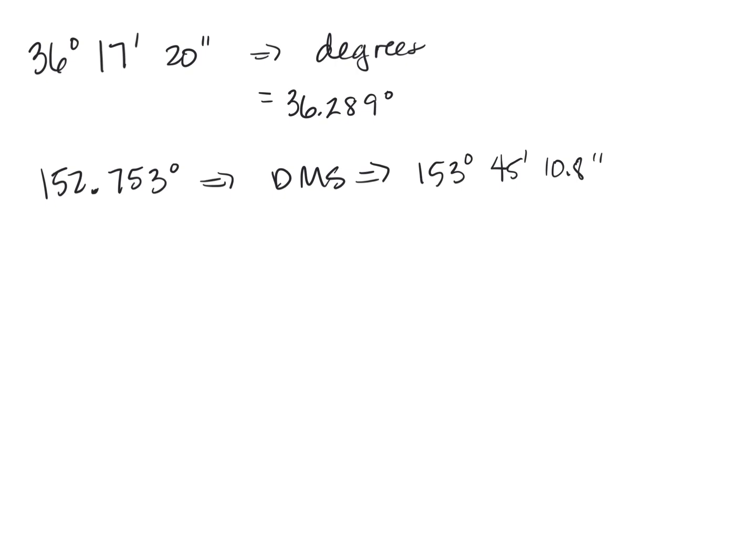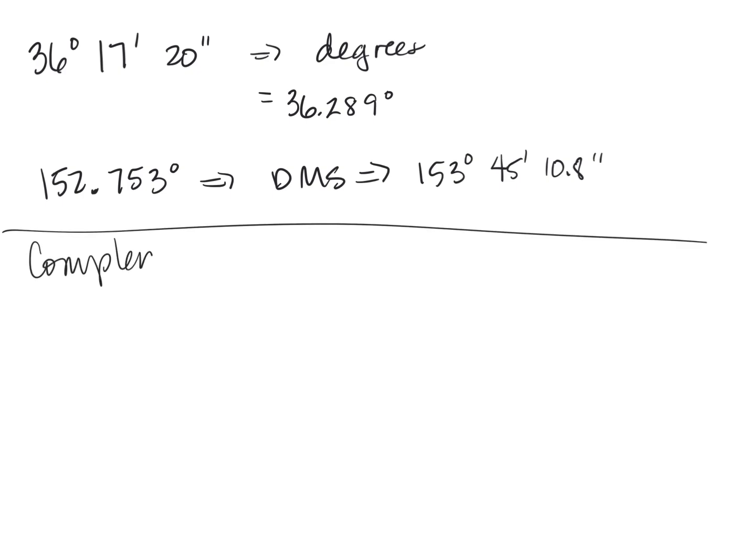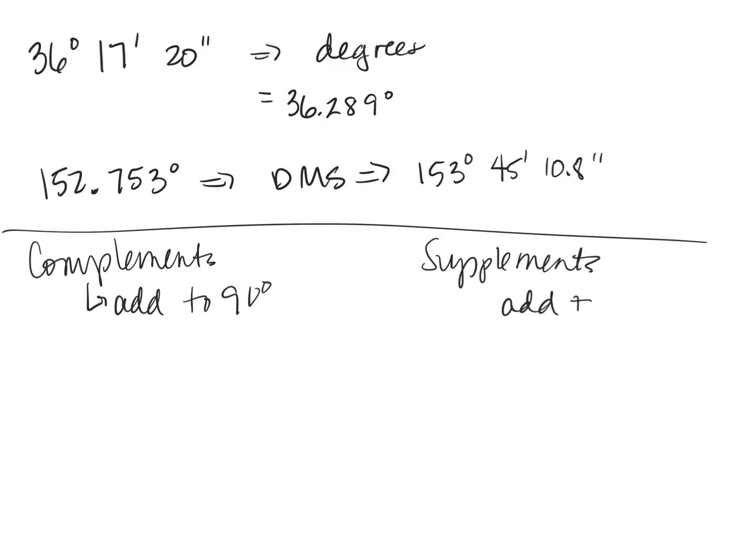All right, and then complements and supplements. Do you guys remember these from geometry? No, because you blocked out geometry? Complements are two angles that add up to 90. Supplements are two angles that add up to 180. So, add to 90, add to 180. Okay? So you're going to find a complement.